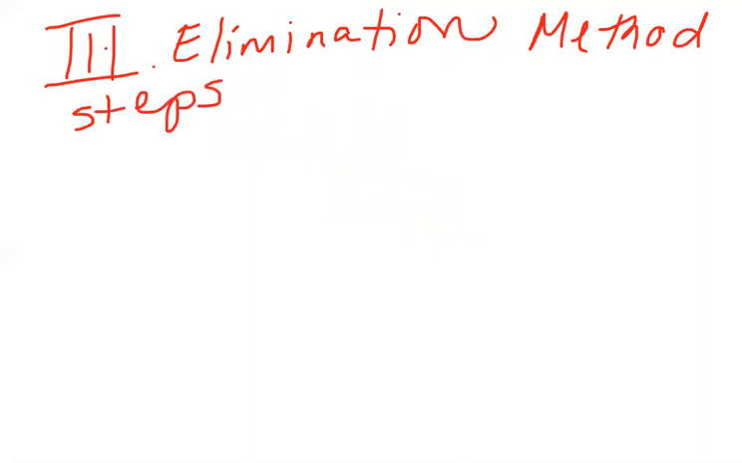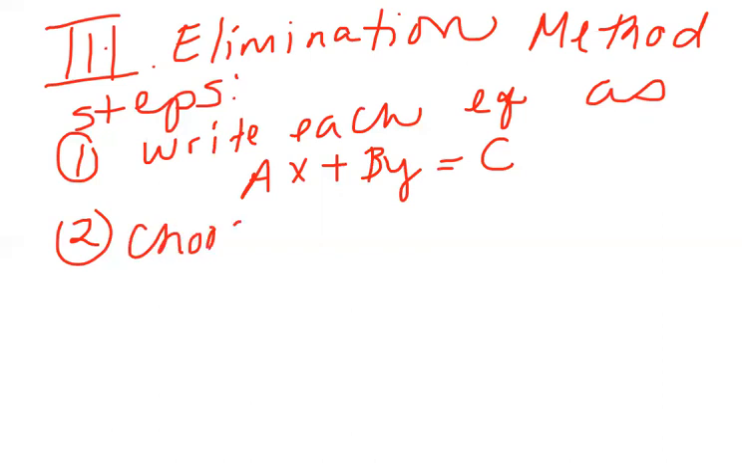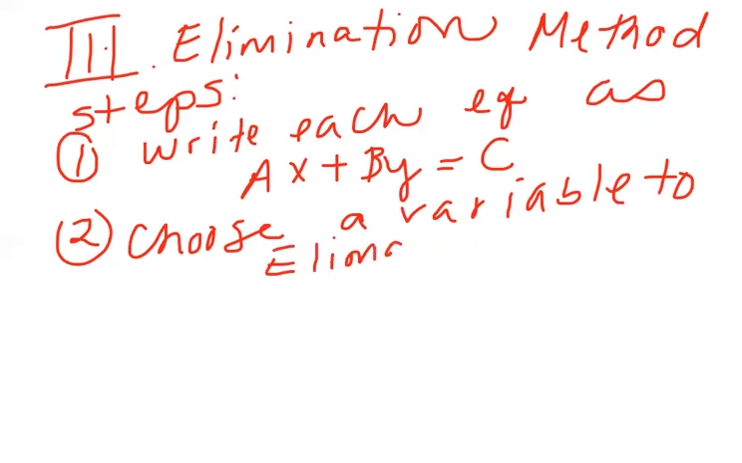I love steps, okay? So number 1, you want to write each equation in standard form as ax plus by equals c. That's standard form, guys. Now, number 2, you want to select a variable to eliminate. And it doesn't matter which variable you use to eliminate. By the way, this method is also called the multiplication addition method.